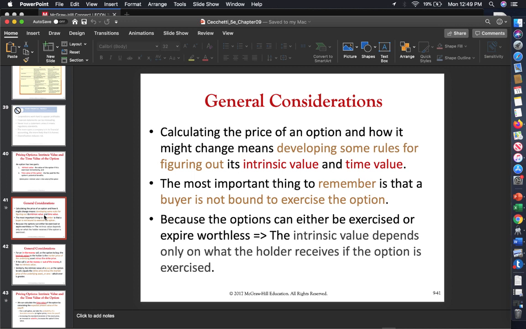Again, let's emphasize, the buyer has only the option, the right, but not the obligation to buy the underlying if it's a call option, or to sell the underlying if it's a put option. So the option can be exercised if it's profitable, or it expires worthless. We have those two possibilities. So the intrinsic value depends only on what the holder would receive if he would exercise that option, essentially.